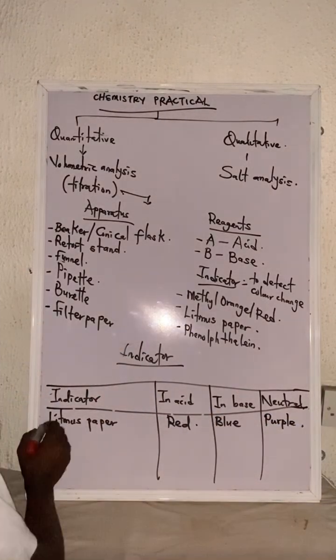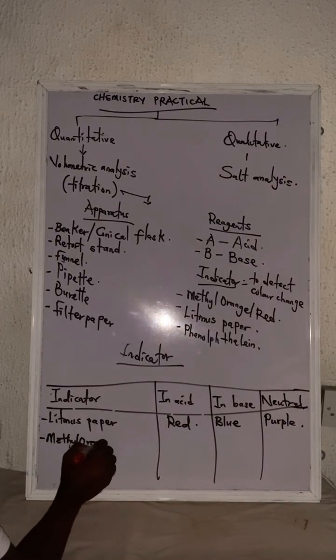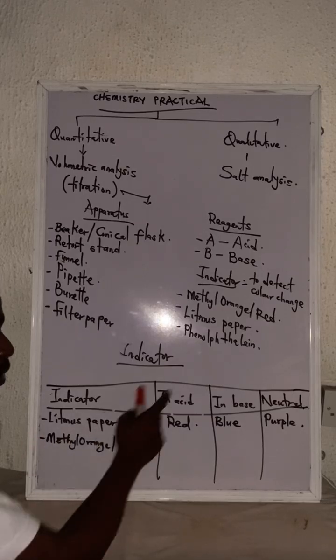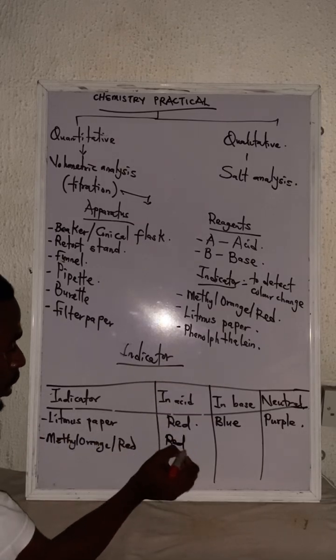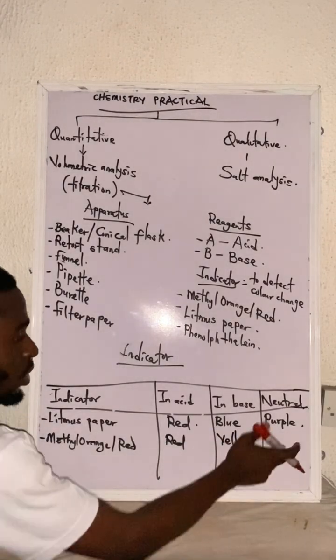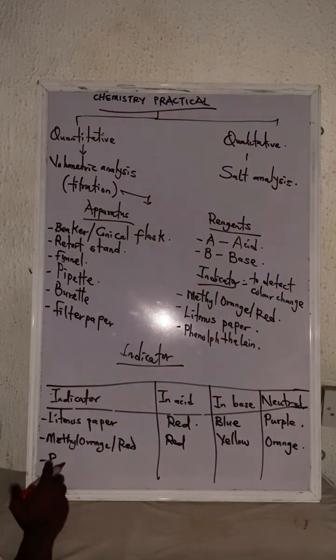This is for litmus paper, sorry. Now for methyl orange or methyl red: if you put it in an acid, the color is also going to be red. If you put it in the base, you have yellow. And at the end of the experiment, it's going to be orange. And for the last one, which is your phenolphthalein.